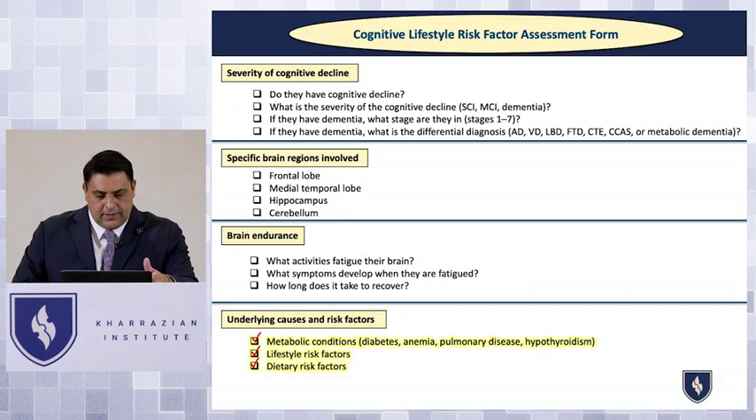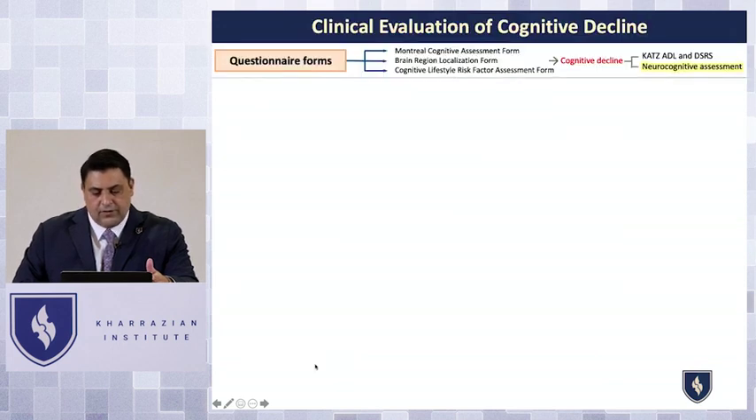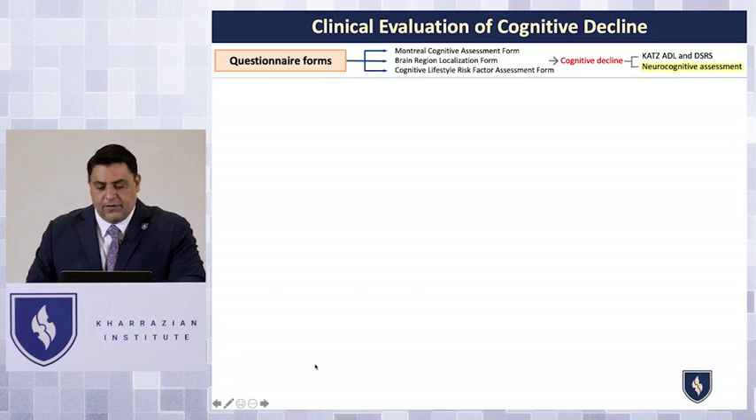Okay, now the other key thing is when you're looking at the cognitive lifestyle risk assessment forms, that's when you start to rule out some of the metabolic conditions and lifestyle factors and dietary risk factors as you go through a checklist of things you have to figure out in your history. So these forms can give you a lot of great information.